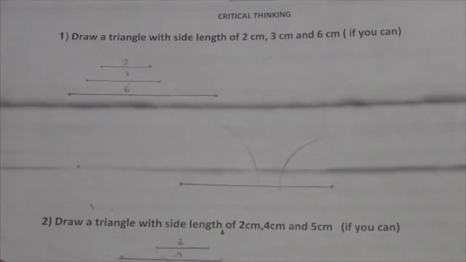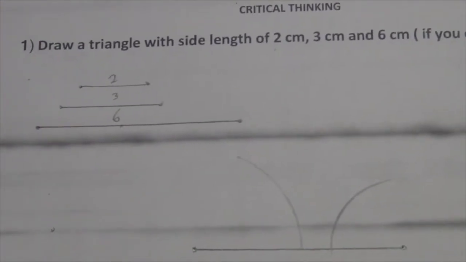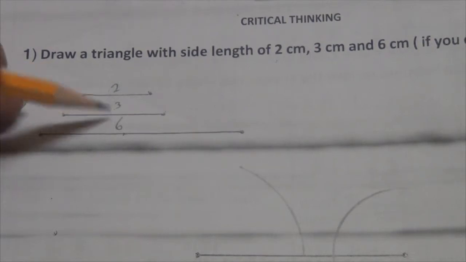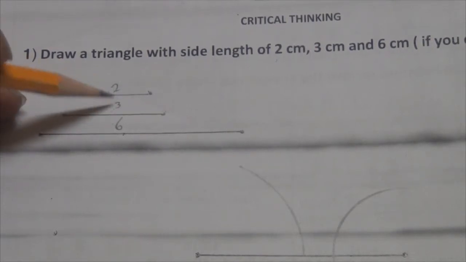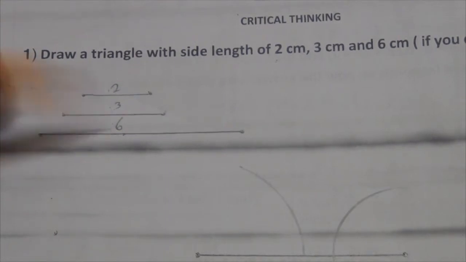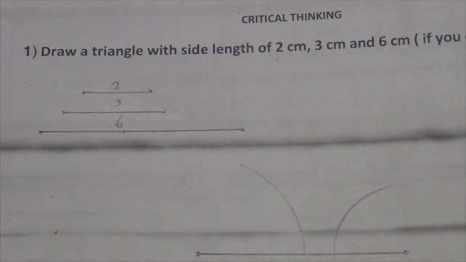Now here, if you look at it closer, why is it that we were not able to draw a triangle? Easy. 6 plus 3 is greater than 2. 6 plus 2 is greater than 3. But 3 plus 2 is 5. That's not greater than 6. Therefore, a triangle cannot be formed. Nice, right? That was quick and easy.